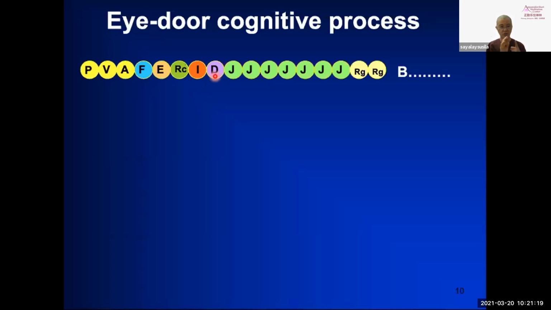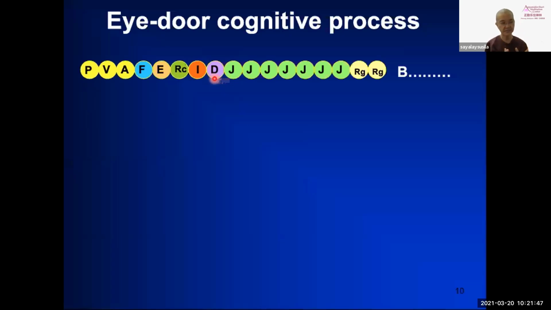The function number 1 is mind door averting. The second function of mind door averting is determining. It also plays the function of determining the object. So in this case, determining consciousness is the same as mind door averting consciousness.